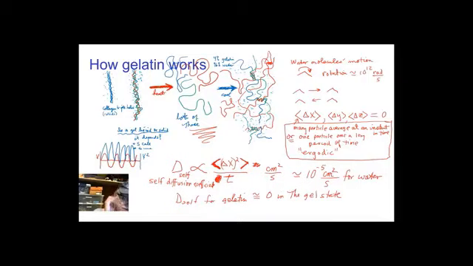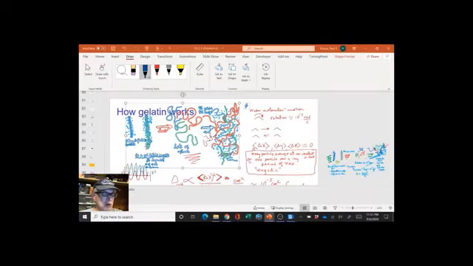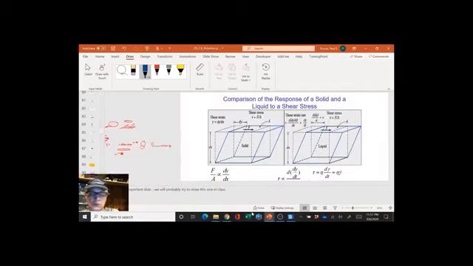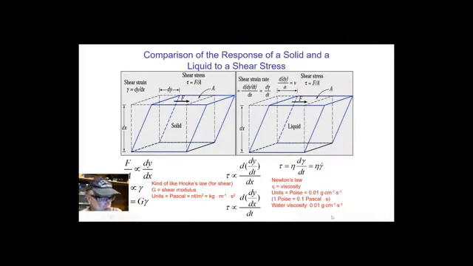It doesn't happen on that scale. Okay, so on the scale of the gelatin cube, it's kind of like a solid, but a very softish solid. On the scale of the water molecules themselves, it's like a liquid. What are we to make of this? So let's talk about that. What's the difference between a solid and a liquid? And that's explained with this diagram here.